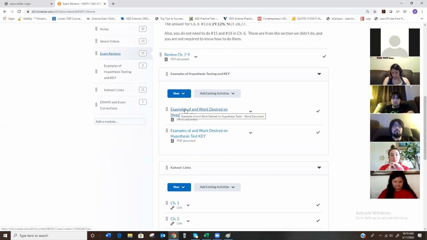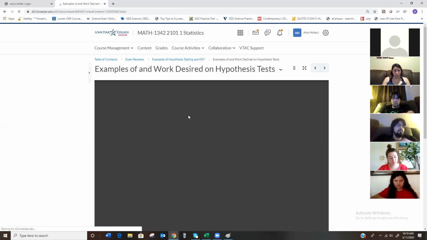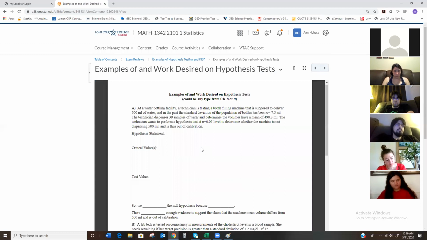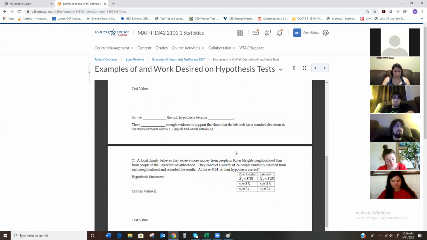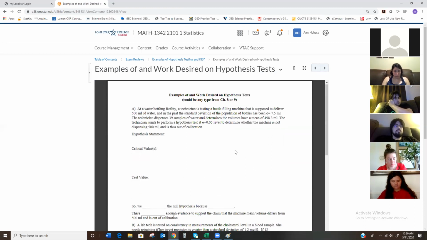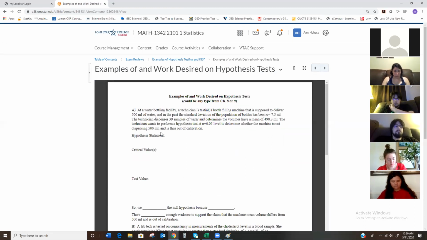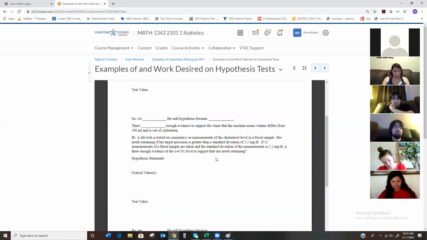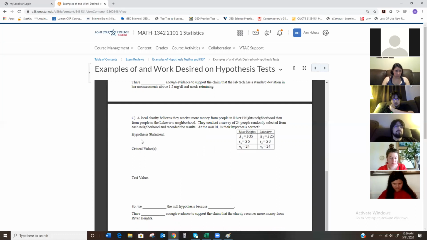I have what's called examples of and work desired on hypothesis tests. So I actually have, I think it's 2 problems. This is what I would have had on the actual written test, but it's still really good practice. Oh, I should put a note on this. So which one is from chapter 9? One of these is from chapter 9. Yeah, this one's from chapter 9.